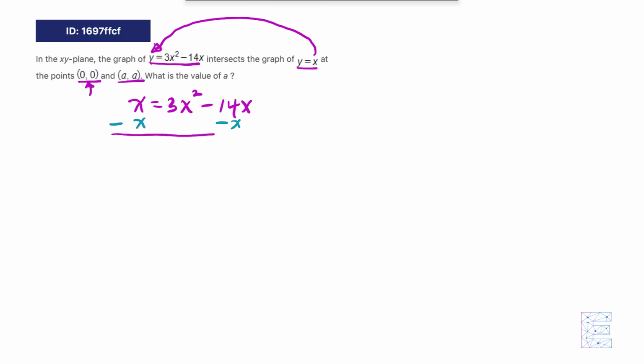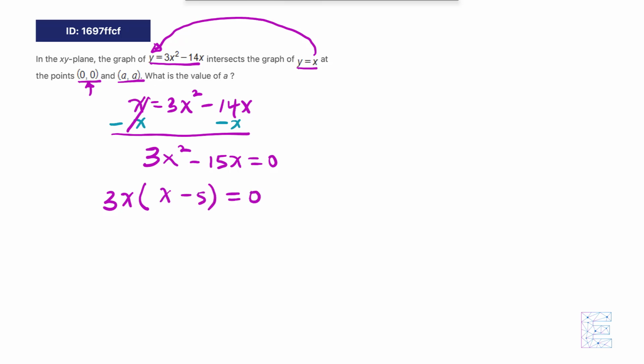And then notice how the x's on this side cancel, and we have 3x squared minus 15x equals 0. To solve quadratic equations, you first have to factor. So to factor this, you look for the greatest common factor, which is 3x. You can take that out, which leaves you with 3x times (x minus 5) equals 0. And now we set each of our factors equal to 0: 3x equals 0, and x minus 5 equals 0.